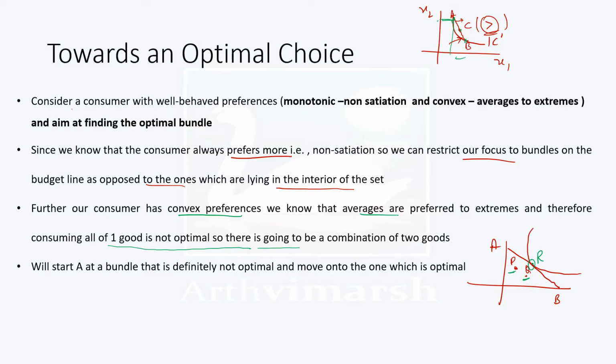So we will start at a bundle that is definitely not optimal, okay, and move on to the one which is optimal. Like we'll be talking about a case where we'll first be looking into a suboptimal or non-optimal bundle, and then we'll be observing how to move towards the optimal combination.